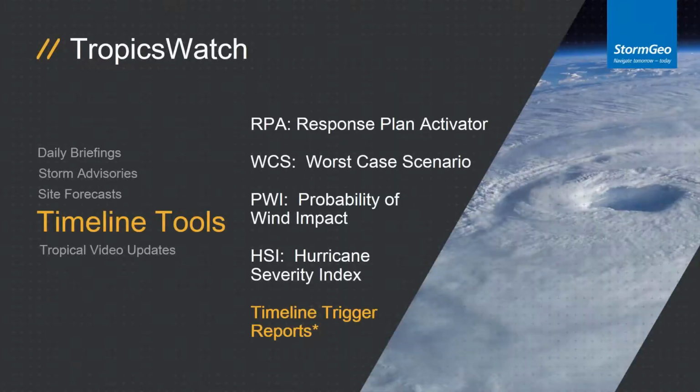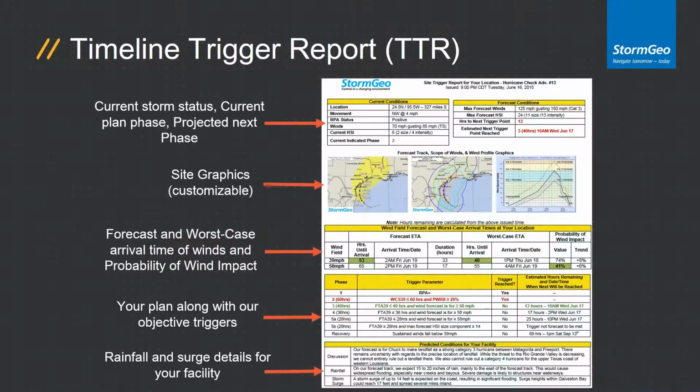The timeline trigger reports, and I do want to be cognizant of time. I want to go into the website here shortly. But the timeline trigger reports, what this does is it takes all of that information and we integrate it with your hurricane response plan. And what this really does is that every time we do an advisory and a site forecast, you would also get a trigger report.